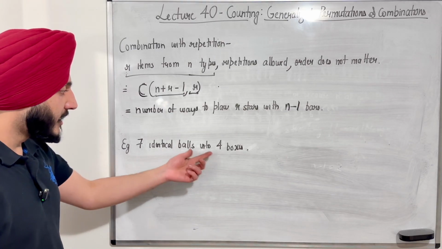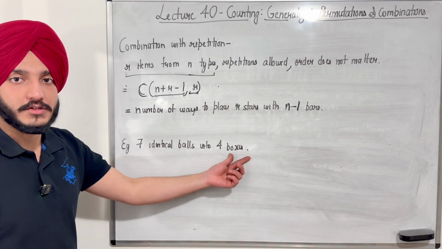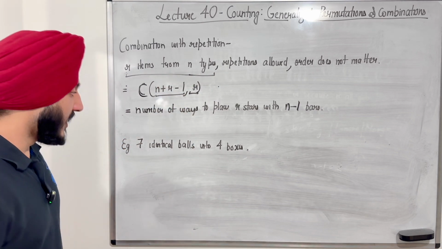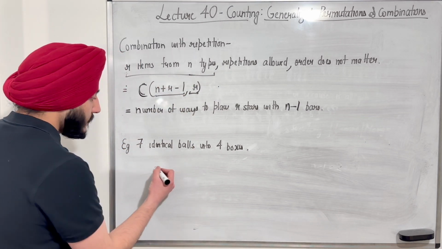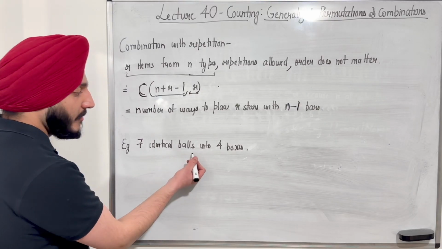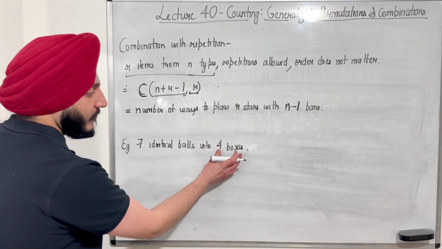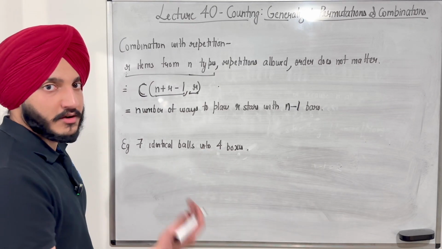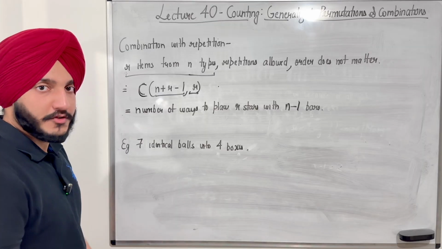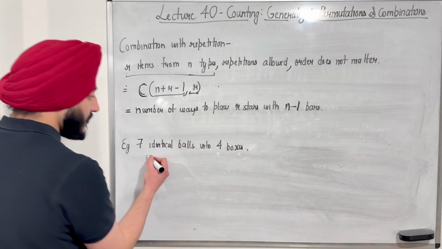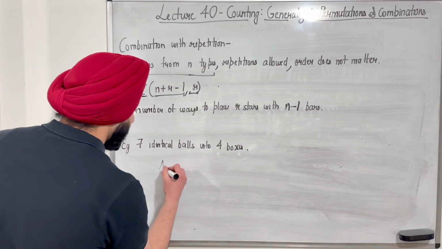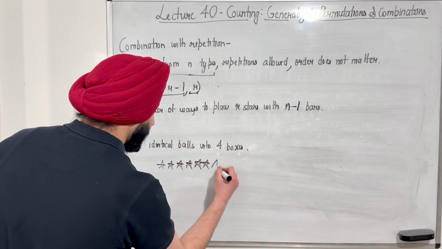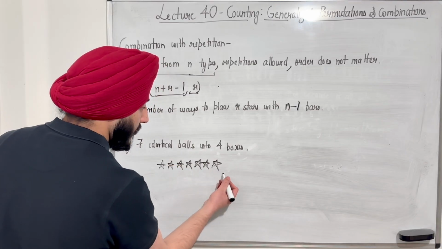So 7 identical balls and you're supposed to place them into 4 boxes. This is once again a question of combination with repetition, right? Since they're identical, that means repetition, and you have 4 boxes, that means the order does not matter. So order does not matter and repetition is allowed. Once again, let's represent these with stars. You can represent this with 7 stars: 1, 2, 3, 4, 5, 6, 7, right?